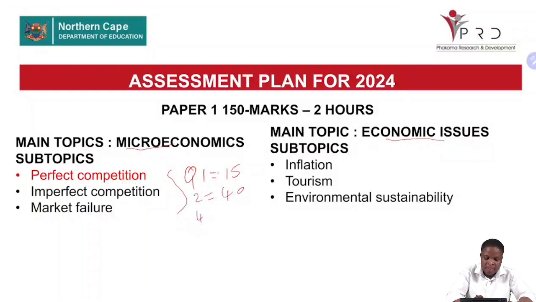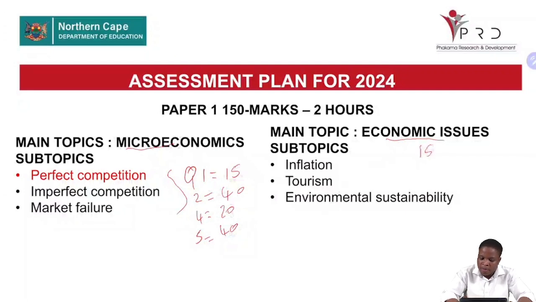Question 4, there is 20 marks for microeconomics and the other 20 marks for economic issues. Question 5, the entire question 5 is an essay question in microeconomics. So you have all these marks where you can score from microeconomics. If you can perfect microeconomics, there are so many marks for you. Same with economic issues. It will look like that.